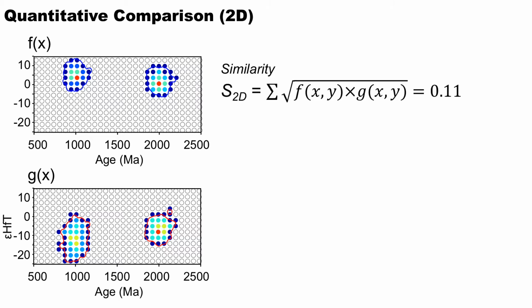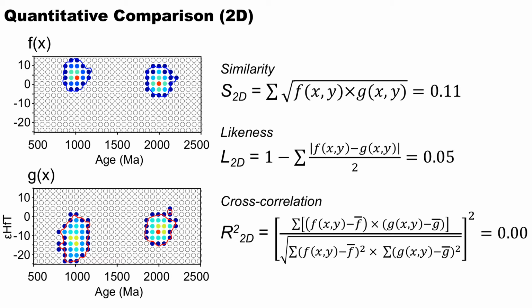And in a similar fashion to the one-dimensional case, we can simply take the geometric mean of each pair of z-axis values and sum them together to get a value between 0 and 1. And notice that now the value is much lower, suggesting that in consideration of these two-dimensional data, these are very dissimilar distributions. And this can be extended into 2 dimensions also for likeness and cross-correlation, which give similar results, showing that these two-dimensional distributions are quite dissimilar.